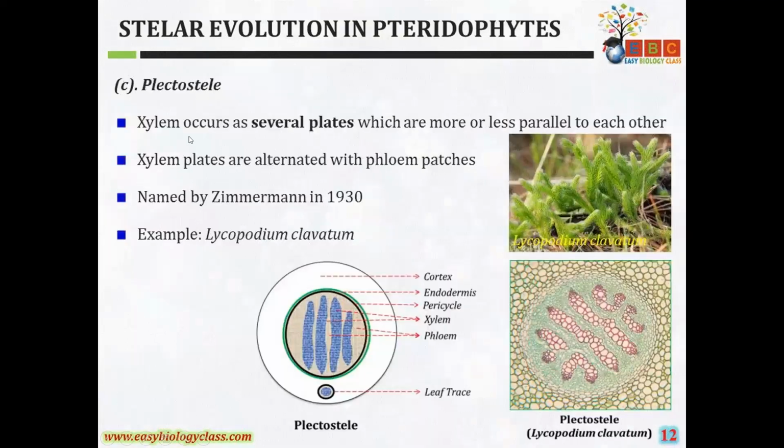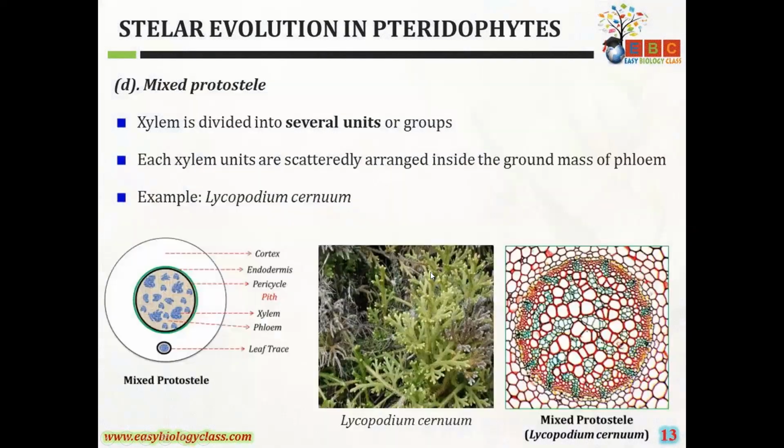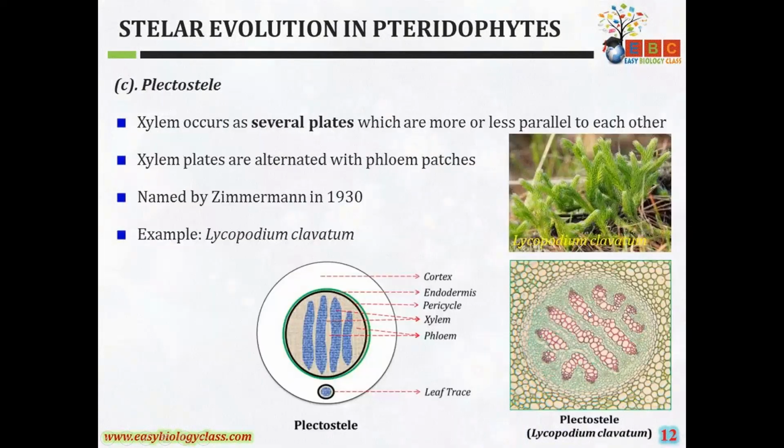Next one is plectostele. The xylem occurs as several plates which are more or less parallel to each other. The xylem plates alternate with the phloem patches. It was named by Zimmermann in 1930. An example for this plectostele is Lycopodium clavatum. Here, this pink colored one is the xylem. They are parallel plates. In between, this green colored one is the phloem, present between the xylem. Here also the blue colored one is the xylem, and in between, this ash colored one is the phloem.